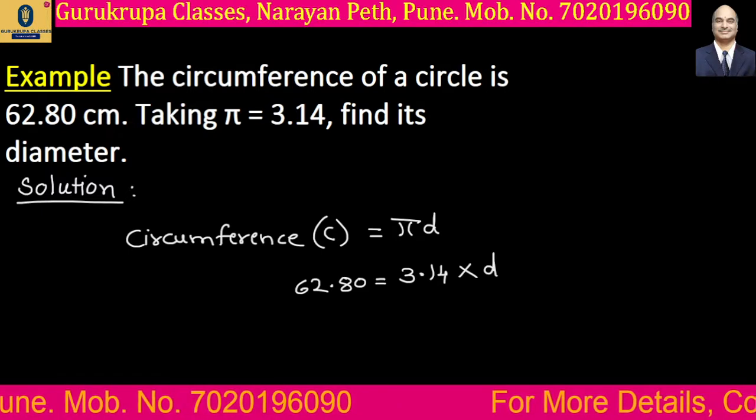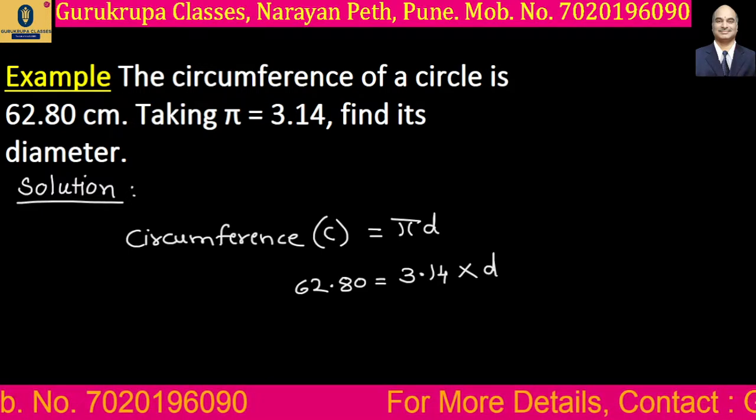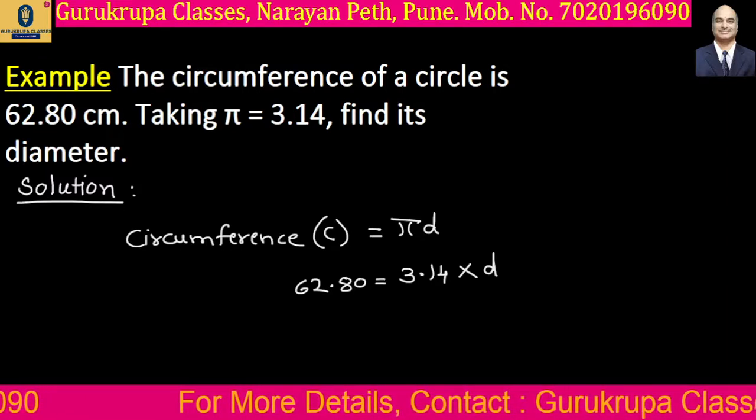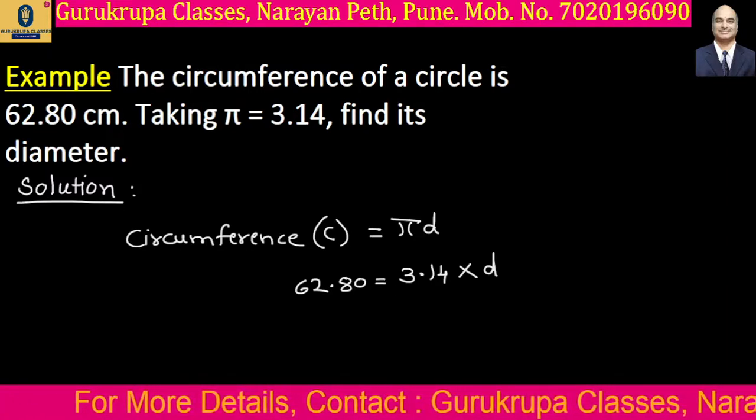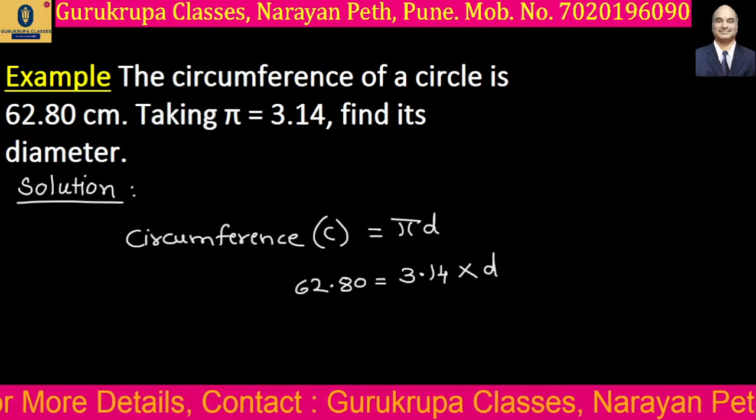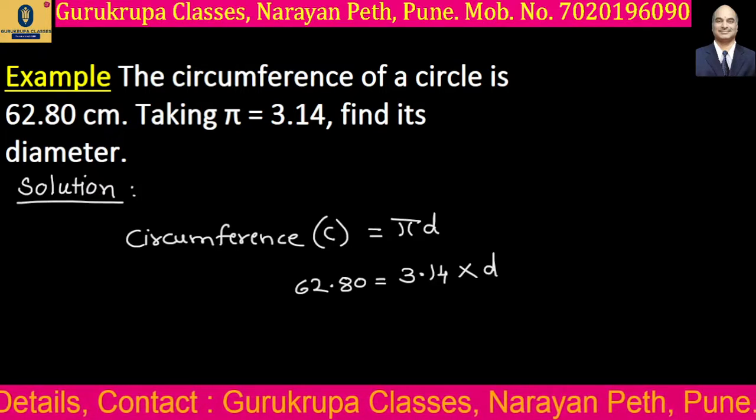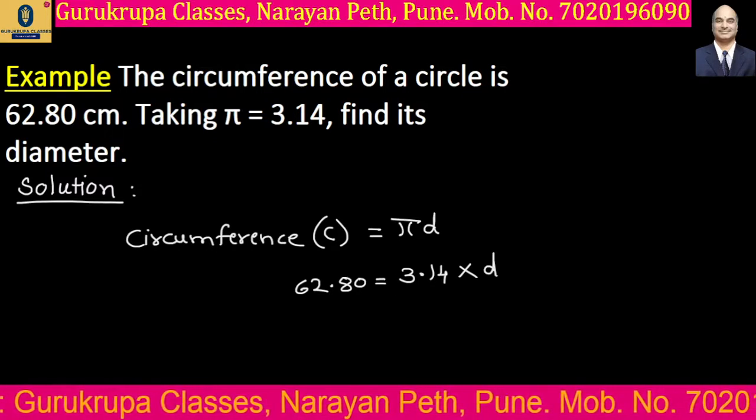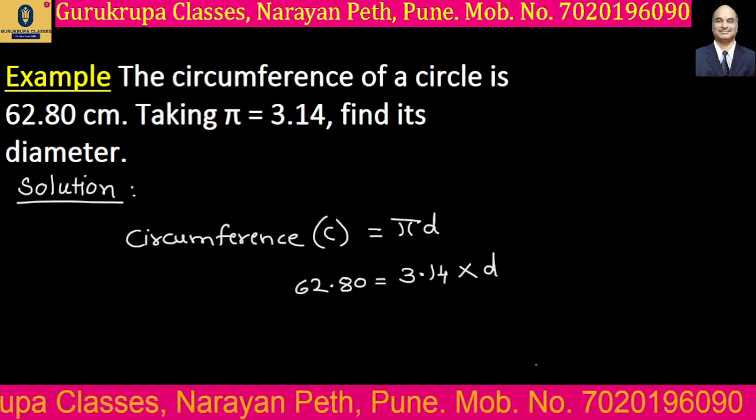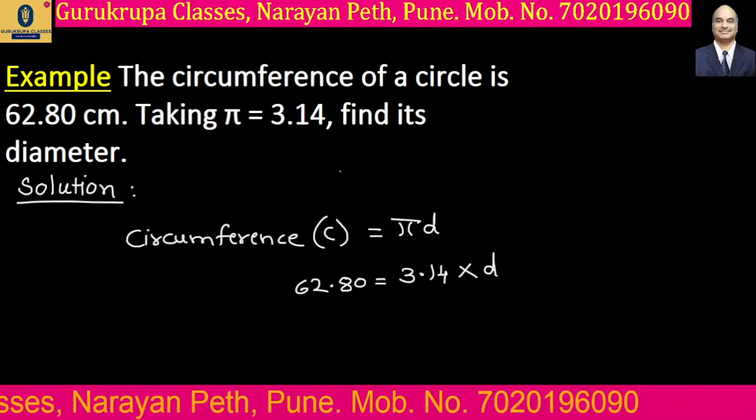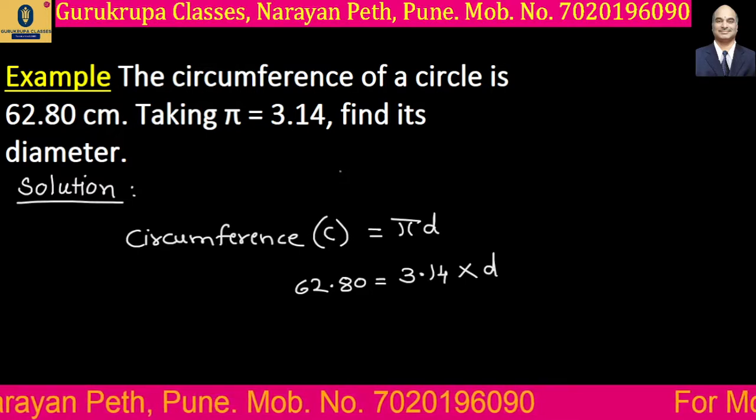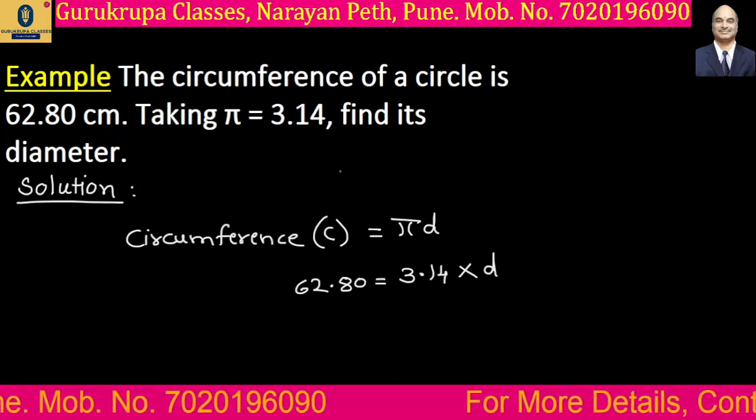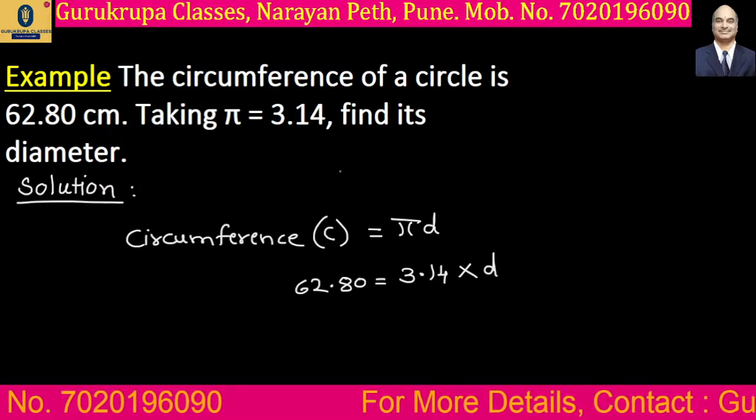Okay friends, we are going to solve the second example. In that example, circumference is given, not radius, circumference is given to you, and the diameter is asked to find. So, the circumference of a circle is 62.80 centimeter. Taking the value of pi as 3.14, find its diameter.